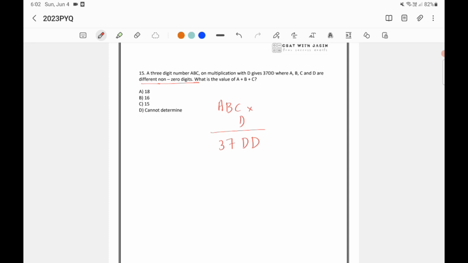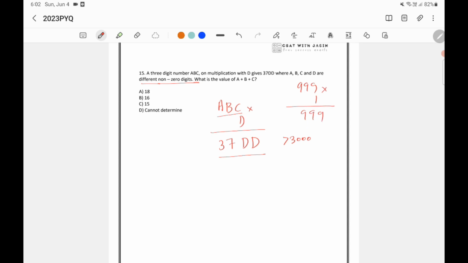Okay, so the first thing you need to understand is that here the answer is a number greater than 3000. 37DD will be a number greater than 3000, right? Now the maximum value of ABC is a 3-digit number. So let's forget that it is distinct. The largest 3-digit number is 999. So 999 into 1 will give you 999.